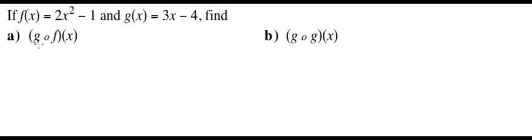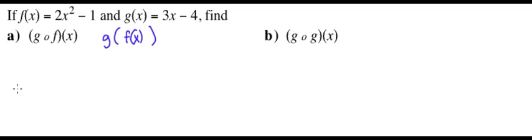Okay, we're given two functions and they want us to plug them into each other. This first thing, g composition f of x, means exactly the same thing as g of f of x. It means take function g, first of all, and then everywhere there'd normally be an x in it, put this other function instead.